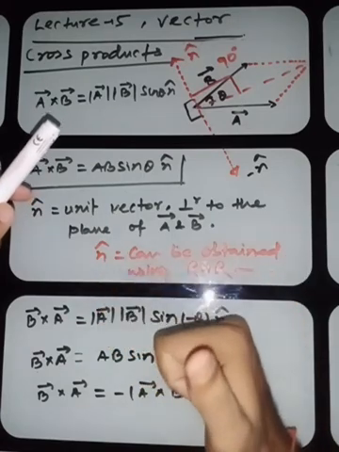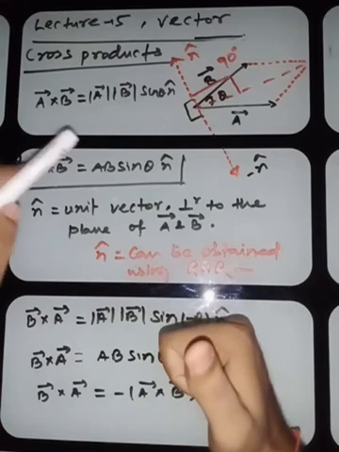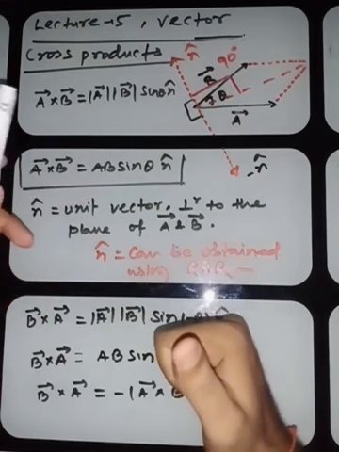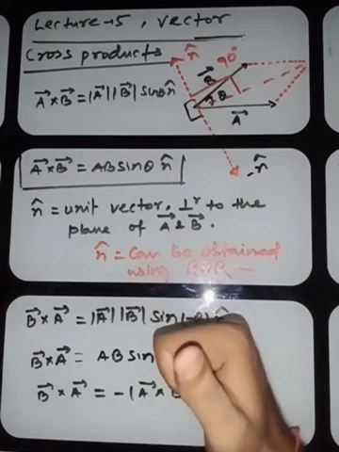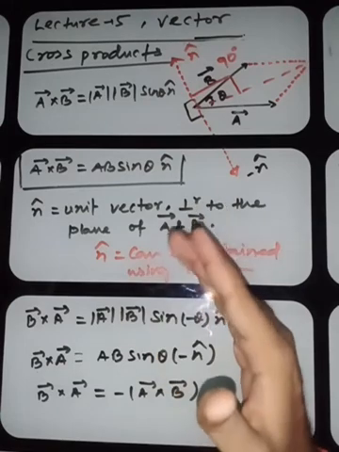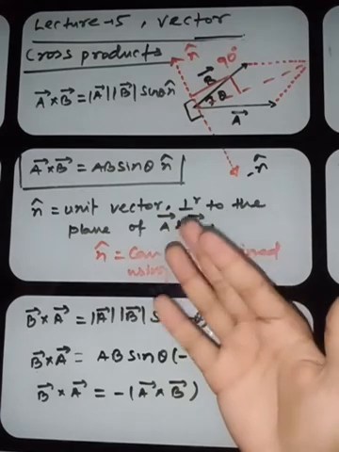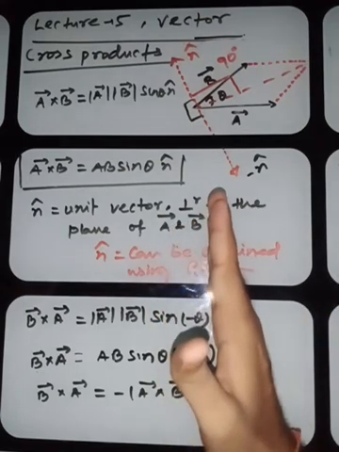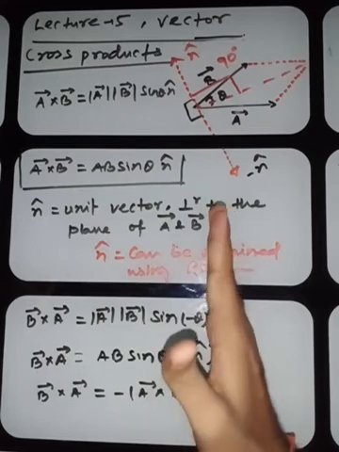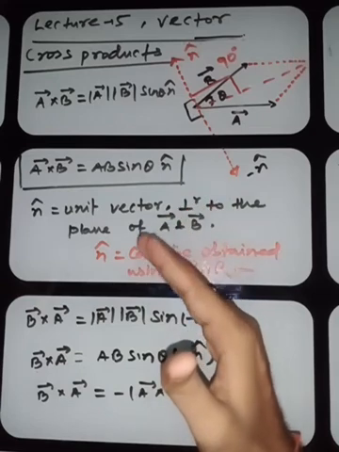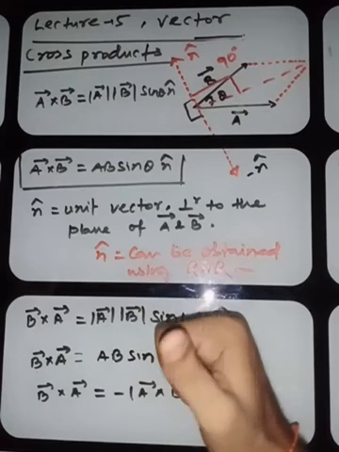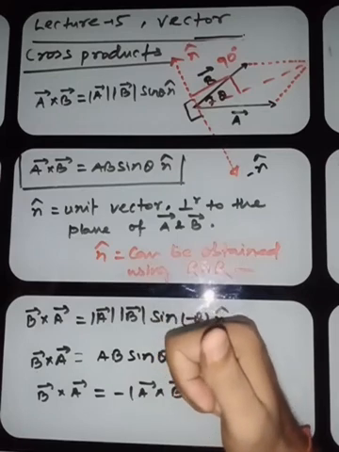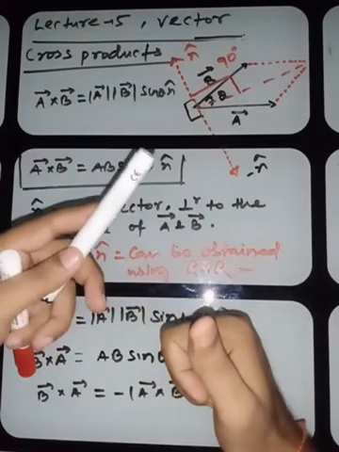The thumb will represent the direction of n cap, that is the result of A cross B. Let me tell you again, listen carefully. If you keep your forefinger along the vector A, and you curl it toward the direction of vector B, then this thumb will represent the direction of n cap.